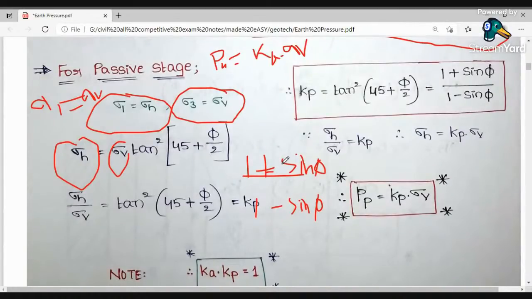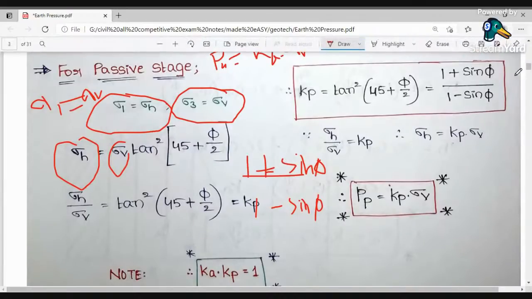But in case of passive, just interchange the signs. So here in the upward term there is a positive sign, and in the downward term there is a negative sign, right? So in case of passive earth pressure, the value of Kp is always greater than 1. Why is the Kp value greater than 1?